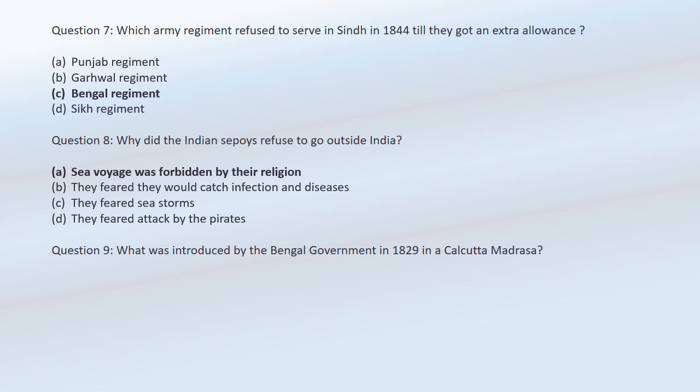Question 9. What was introduced by Bengal government in 1829 in Calcutta Madrasa? A. Sanskrit classes. B. Persian classes. C. Urdu classes. D. English classes. Option D is the right answer. English classes were introduced by Bengal government in 1829 in Calcutta Madrasa.